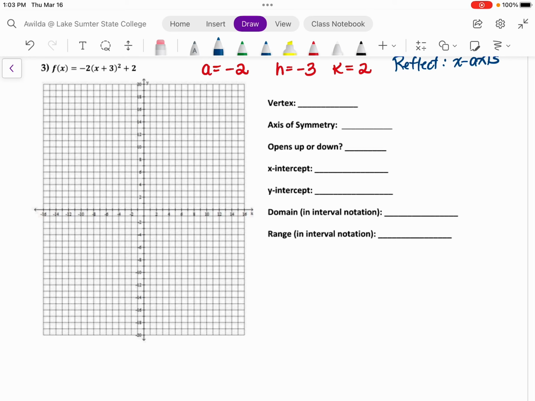That means that our vertex is at the ordered pair -3, 2. Our axis of symmetry will be the vertical line x equals -3. Because a is negative, the parabola will be opening down. Let's add this information to the graph. The vertex is at -3, 2. The axis of symmetry, which I'm going to add as a dashed vertical line, is right here going through the vertex.